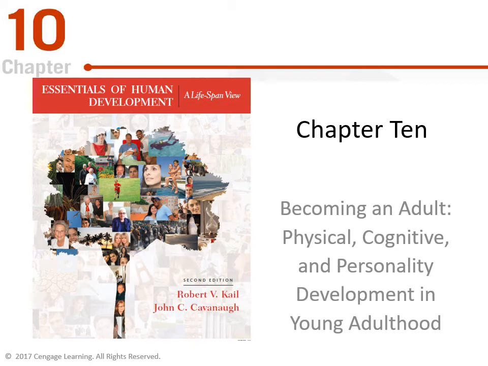Welcome back, everybody. We're going to begin week 9 with chapter 10. This week we'll be doing chapters 10 and 11, the young adult. Chapter 10 is becoming an adult: physical, cognitive, and personality development in young adulthood. We'll be looking at that transition from adolescence to young adulthood in terms of the physical, cognitive, and personality changes.